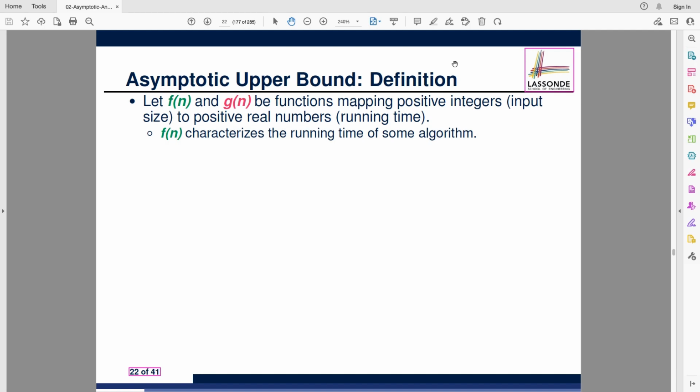From now on, we're going to refer to f of n and g of n. All right? So f of n is going to be the running time of some algorithm, number 1. Number 2, what about g of n? G of n is basically what we call our reference function. Let me just get it straight about terminology.